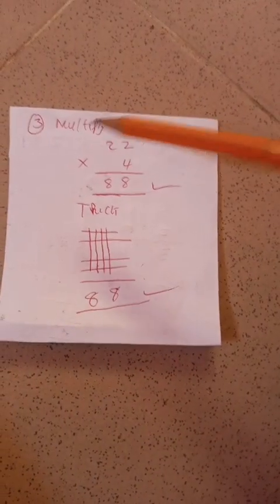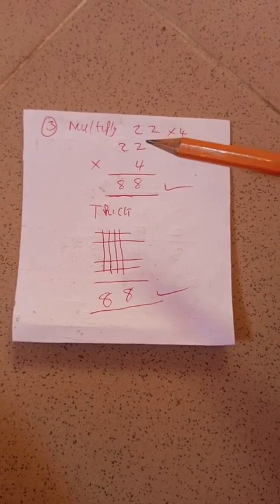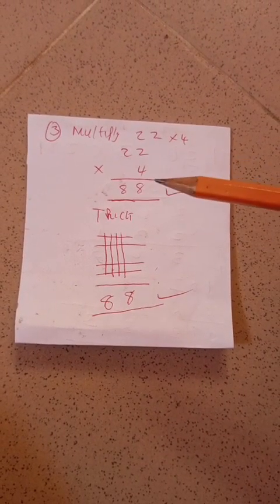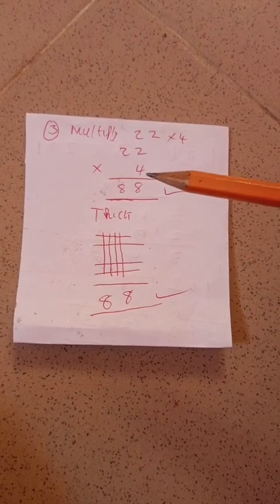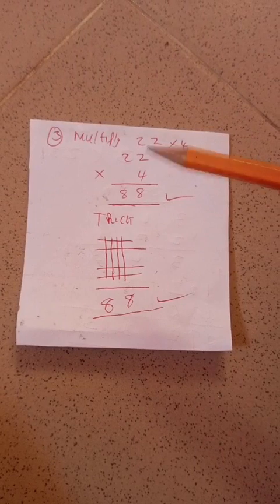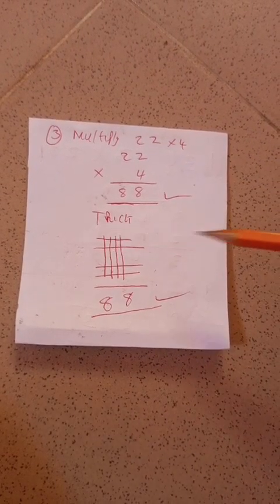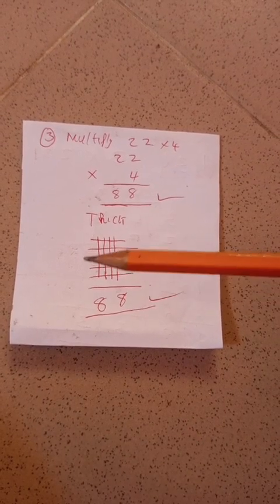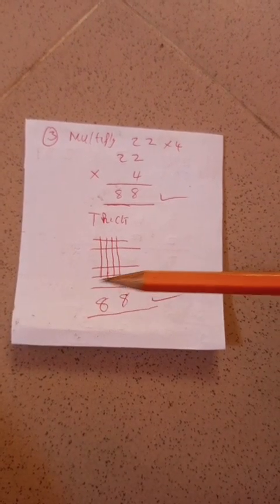The last example here is when we are multiplying 22 multiplied by 4. So we have 22, we have our 4. Then 4 times 2 is 8, 4 times 2 is 8. Here we have 2 numbers, so we are going to have 2 lines: 1, then 2. Then the second number is also 2, so we are going to have 1, then 2.